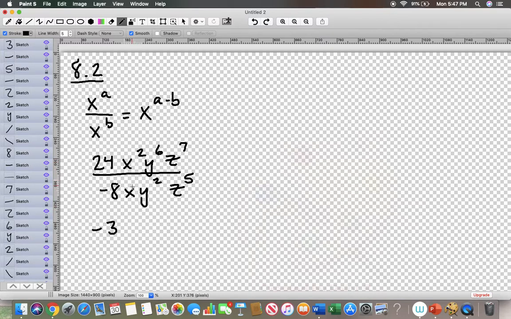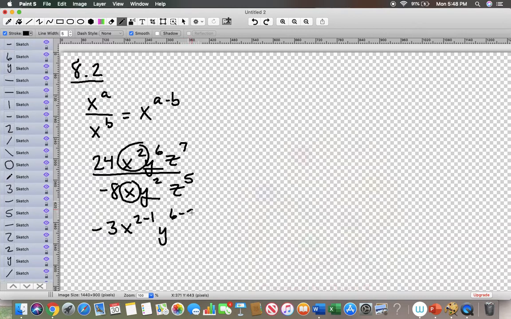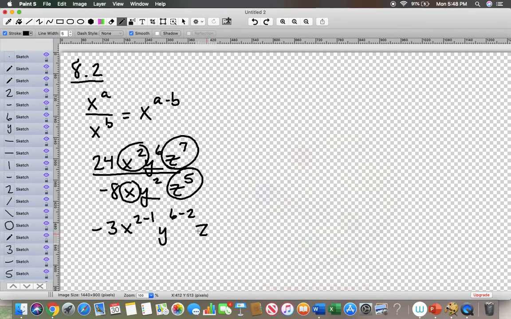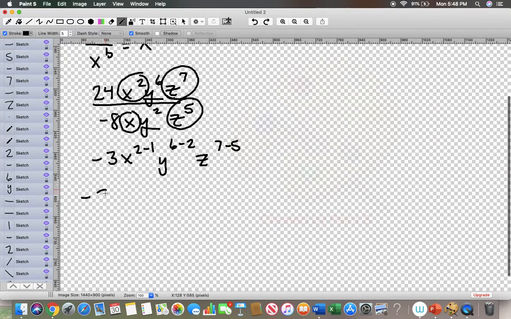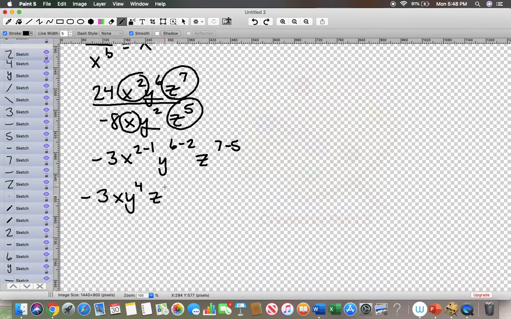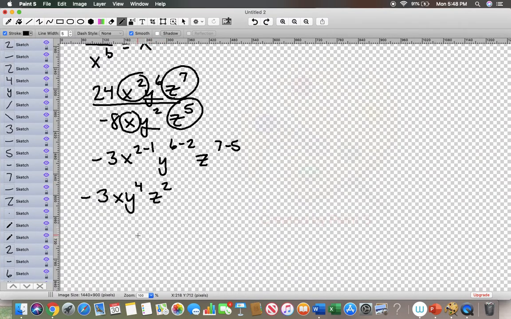I am dividing the same base of x squared and x. So dividing the same base, I subtract my exponents. Again, I've got y to the 6th and y squared, so I can subtract those exponents there. And lastly, I have common bases of z where I'm dividing, so I can subtract these exponents as well. That will get me negative 3 x to the first power, y to the 4th, and z squared is my final answer.